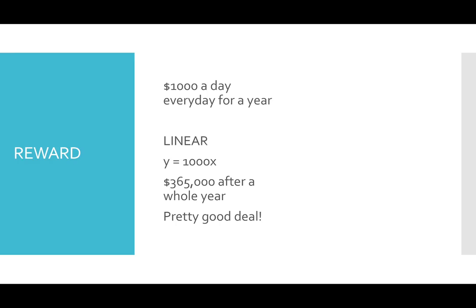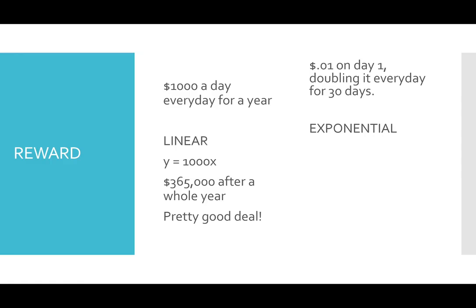Now, what about the doubling? That's not a linear model because we're not adding the same thing every day. We're multiplying by 2 every day. So that's an exponential model. And lo and behold, the equation will look something like this, where you start with 1 penny, and then you double it every day, 2 times what it was the day before. So 2 cents, then 4 cents, and then 8 cents, and then 16 cents, and so forth.